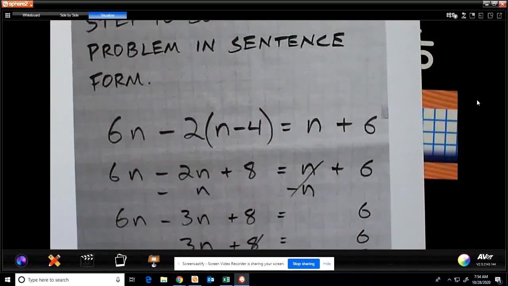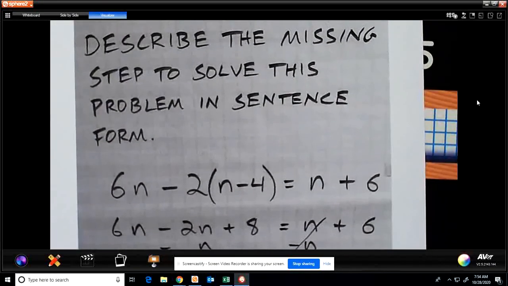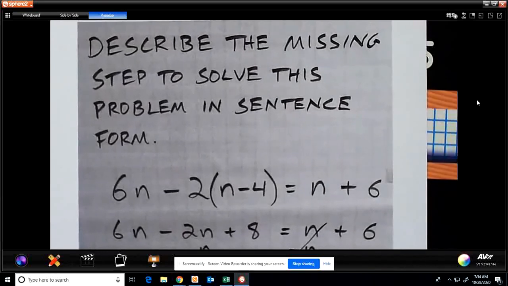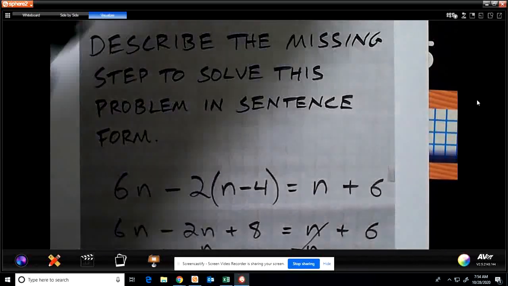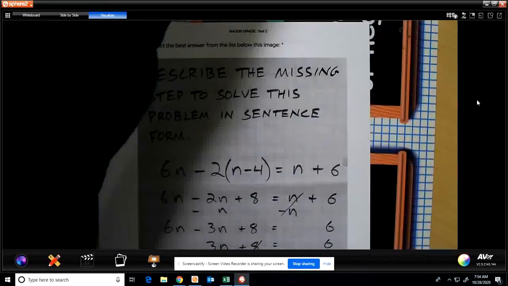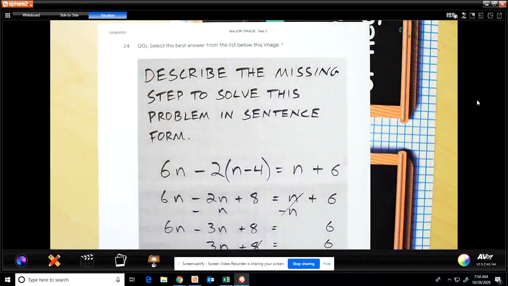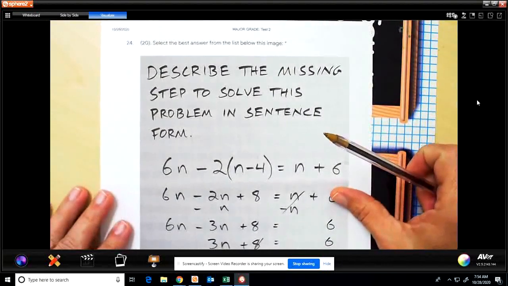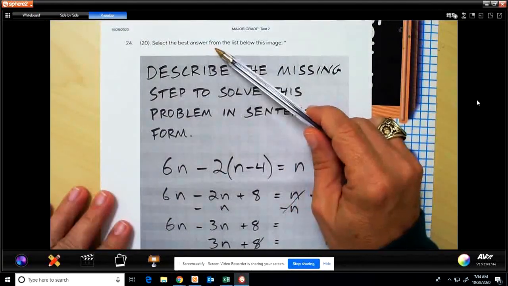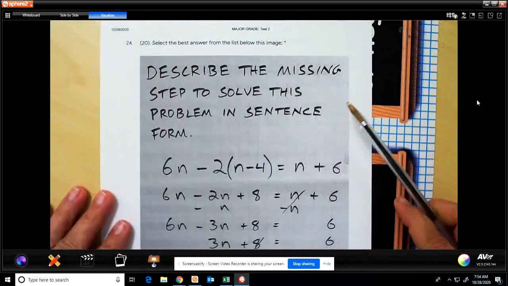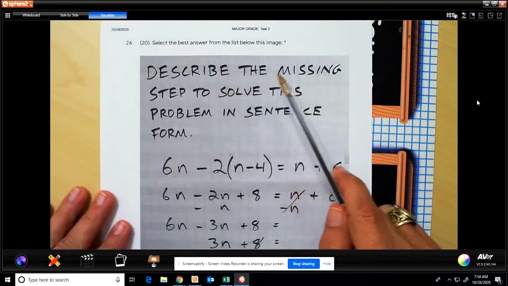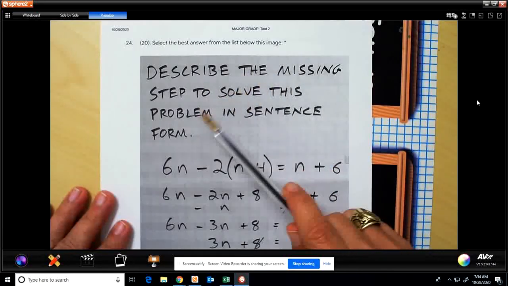Number 24, problem 20. I'm going to pan out a little bit. All right, it says select the best answer from the list below this image. So it says describe the missing step to solve this problem in sentence form.